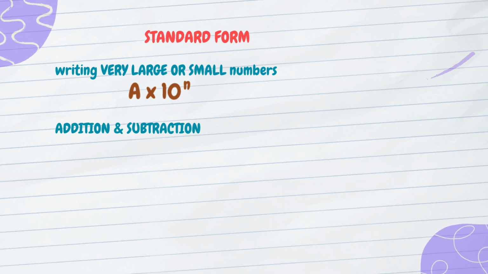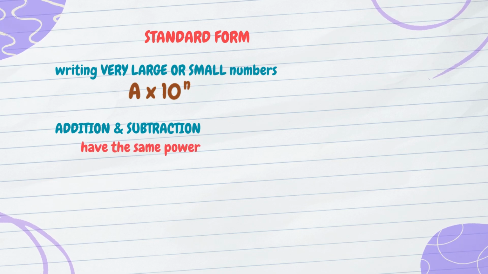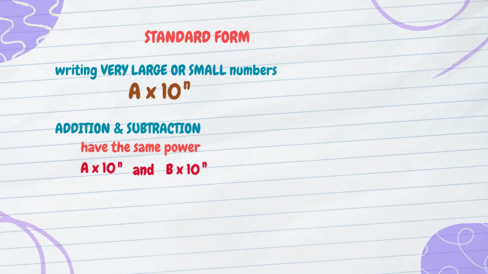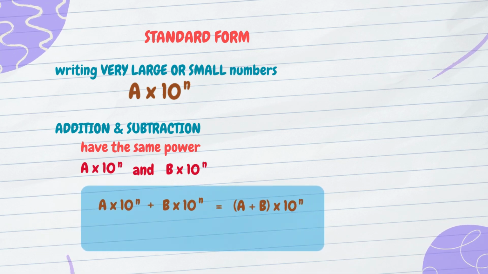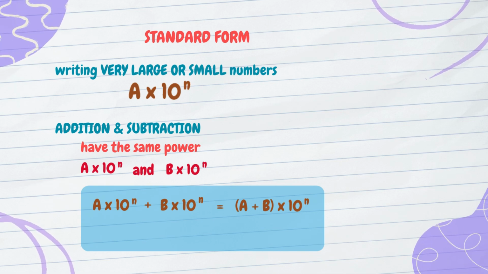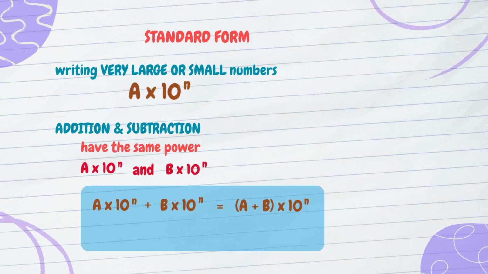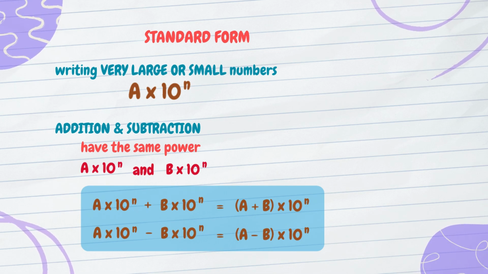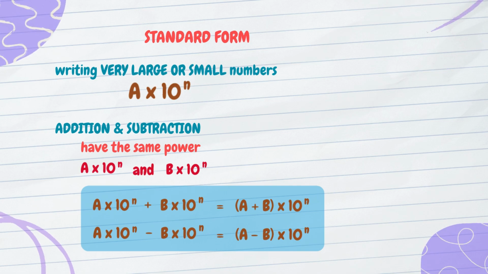Standard forms can only be added or subtracted when they have the same power. If two standard forms are a times 10 to the power n and b times 10 to the power n, then a times 10 to the power n plus b times 10 to the power n is equal to a plus b times 10 to the power n, and a times 10 to the power n minus b times 10 to the power n is equal to a minus b times 10 to the power n.